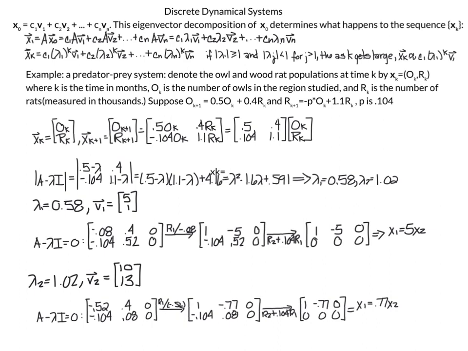Now that I have my eigenvalues, lambda 1 is equal to 0.58 and lambda 2 is equal to 1.02, I can find my eigenvectors. So for lambda equals 0.58, you can see I have my A minus lambda I, minus 0.58, and I get the matrix with first column minus 0.08, 0.104, and the second column vector is 0.4, minus 0.52. Since I'm solving the homogeneous equation, my augmented matrix has 0, 0, and I do the matrix row reduction, and I get x1 is equal to 5 x2, so my first eigenvector is equal to 5, 1.